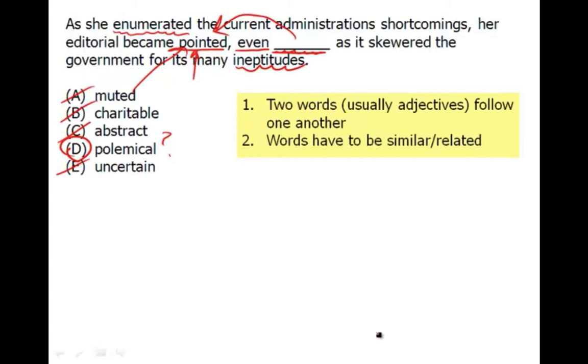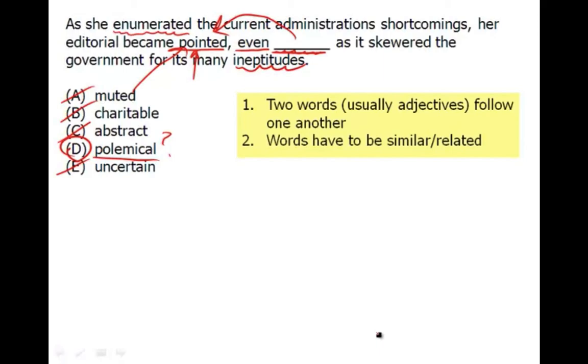A polemic is an impassioned, argumentative attack on something, usually. In this case, polemical is the adjective form of polemic, or polemics, which would be a noun. And here the controversy, of course, is the government and its ineptitudes, and this person is speaking out in a harsh way against the government, and that word is polemical, and that's how the sentence functions.